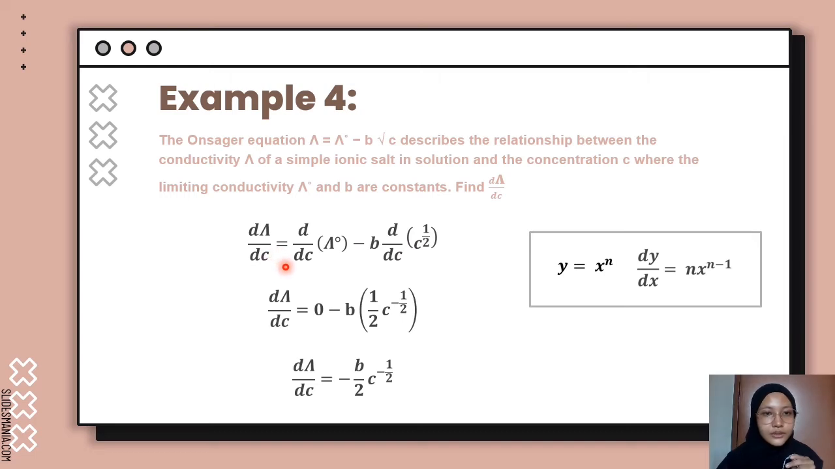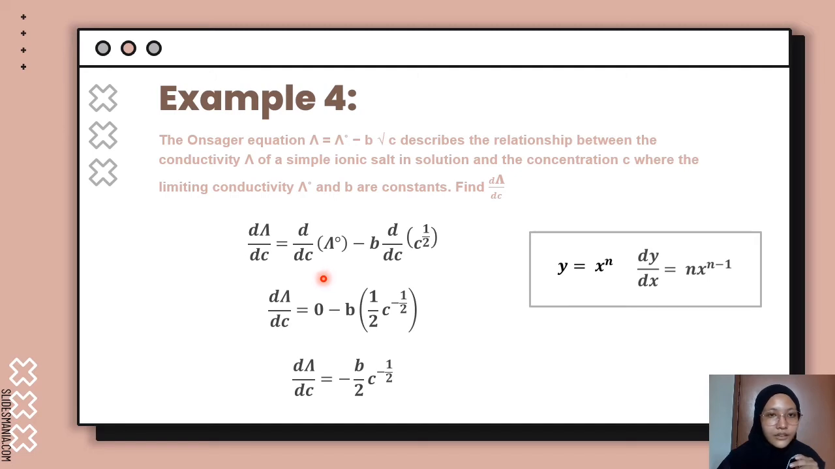Okay, so we will differentiate this equation, and we need to differentiate each part of the equation one by one. So we will write d/dc of limiting conductivity minus b d/dc of c to the power of 1 over 2. We put b at the left because it is a constant. Okay, then we can differentiate it.